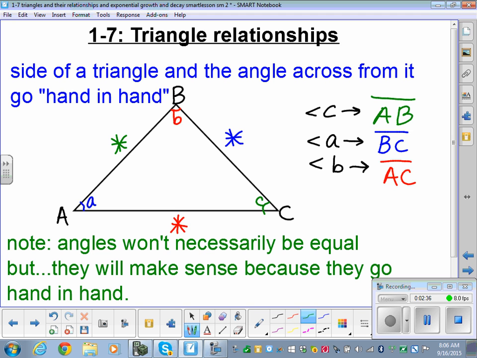The important thing with this is to know that angles go hand in hand with the side across from it. That's what I wanted you to get out of this. If you understand that, that's good enough for your notes: an angle goes hand in hand with the side across from it. If that's all you understand from this, that's what I really wanted.